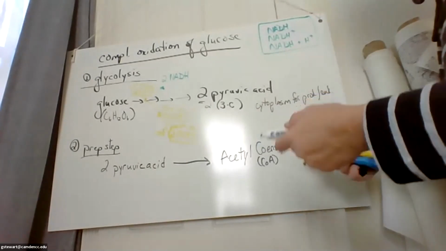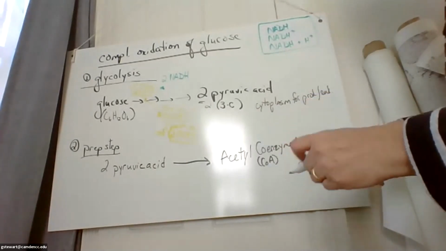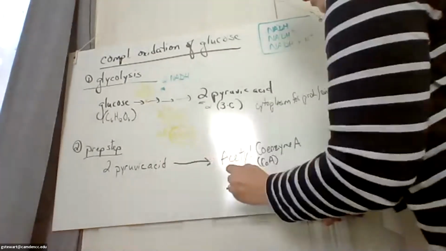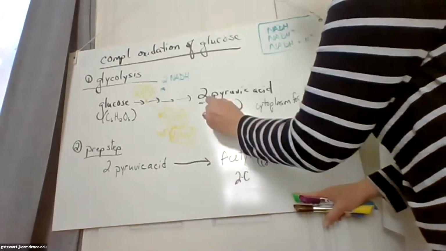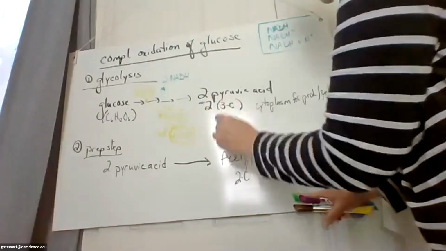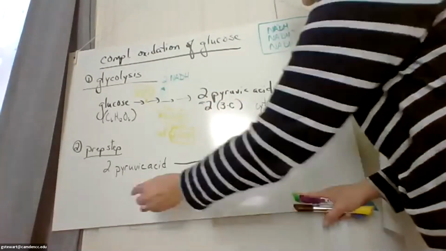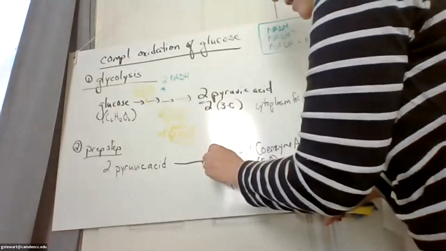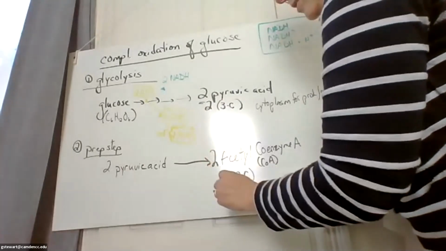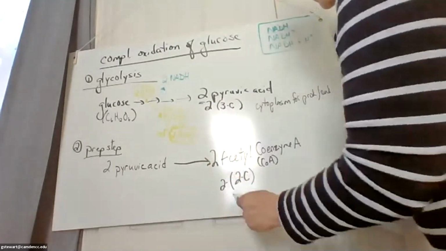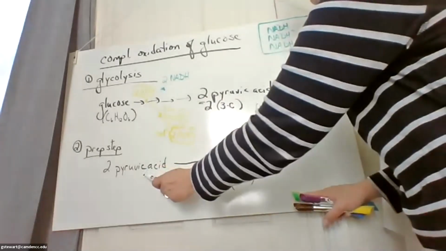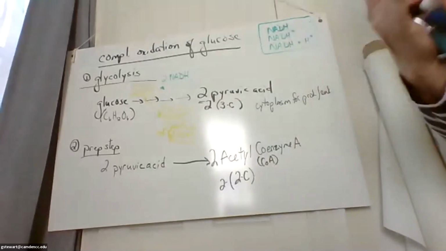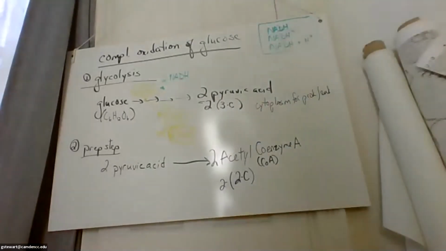It's organic, but it is not a protein. It only has 2 carbons. Remember, pyruvic acid was a 3 carbon molecule. But just like we had 2 pyruvic acids, we produce 2 acetyl-CoAs. I have 4 carbons on the right-hand side. I still have 6 carbons over here, which should indicate to you, oh, something happened.